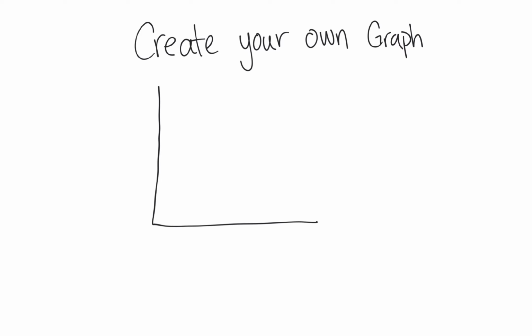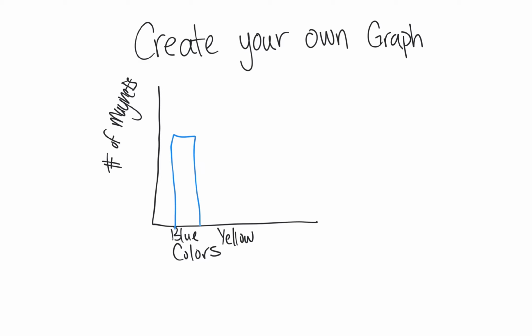So the x-axis would be colors, and you would have like blue or teal, yellow. I'm not going to do all of them here, but you could have those. And then on the y-axis, you could have number of magnets. And then you could make a nice colored bar chart. So you could talk about how many blue ones there are. Maybe there's 6. These are just made up numbers. Then you could say there are 8 yellow. So you could do a bar chart, for example, on how many magnets there are.